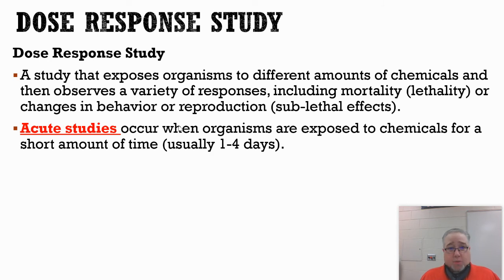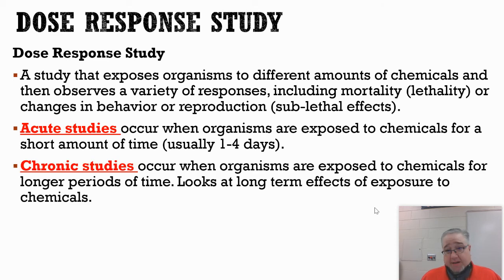Acute studies are typically when we expose organisms to a chemical for a short period of time, and then observe to see what happens. So maybe 1 to 4 days. In chronic studies, we're looking at the organism for a much longer period of time. For example, they've been doing chronic studies of people from Chernobyl for 30 years or more, just to see what the long-lasting effects of that radiation exposure were on the people that lived in that area. So that would be what we call a chronic study.